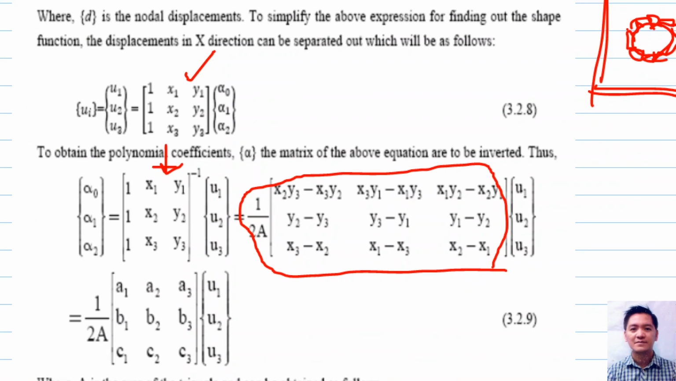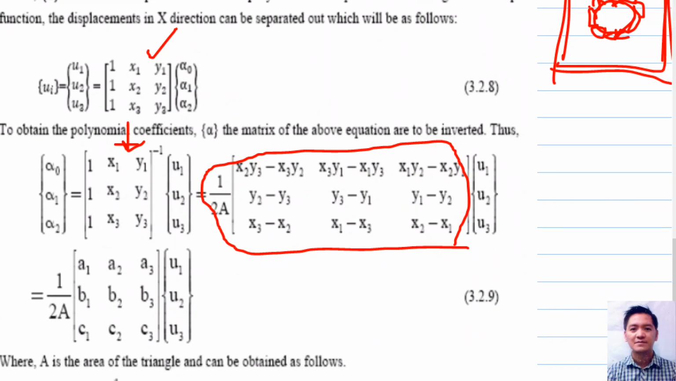And I'll make a separate video na lang, how to derive that. Pero for now, let's just believe na of this equation na to. Definitely, this is correct. 1 over 2a, x2, y3, so blah, blah, x3, y1, minus x1, y2.